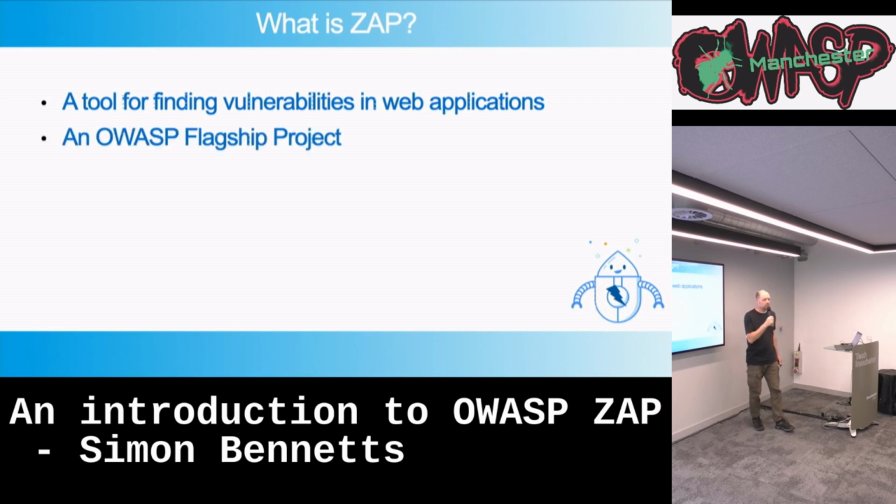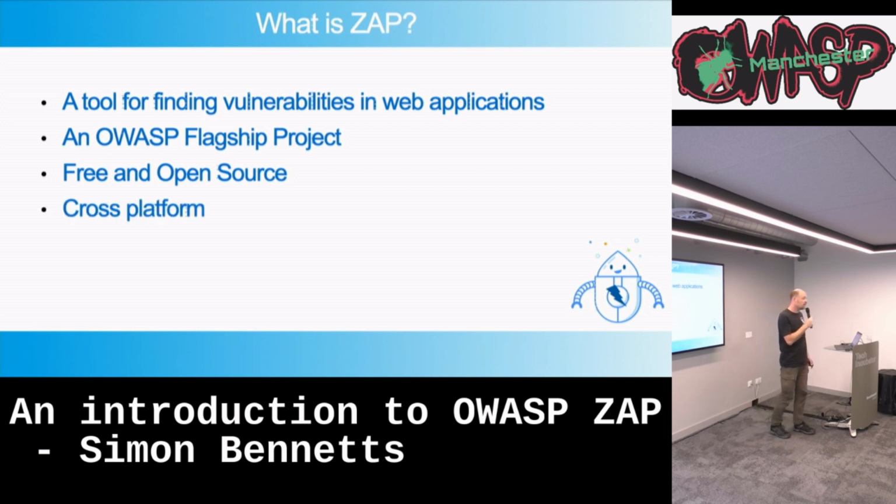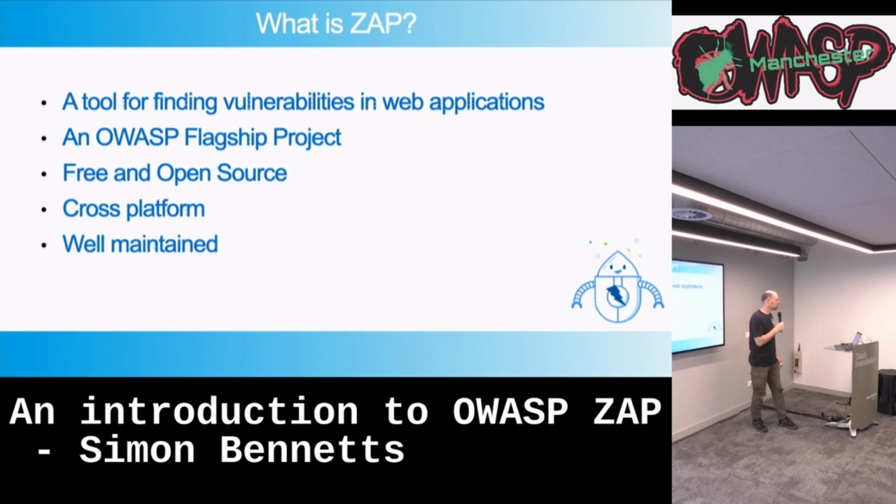So it is an OWASP flagship project, so the flagship projects are the ones that are most mature and most recommended for use. And like all OWASP projects, it is completely free and open source. It's also cross-platform, something that's very important to me early on. It requires Java 17, and if you've got a box that will run it, it should run ZAP. We've actually got ZAP running on a Raspberry Pi. I wouldn't recommend that for production. It doesn't run particularly fast, but it does run.